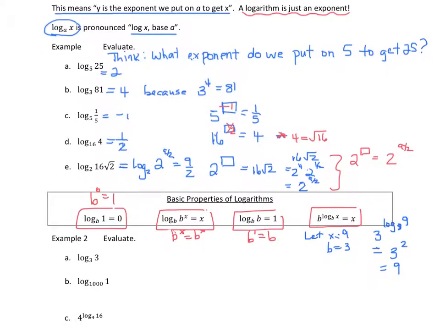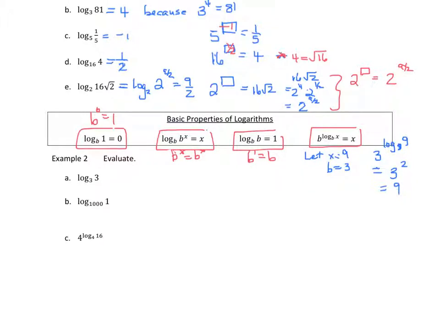So you've got some other examples here of those properties, just to apply them. So log 3 base 3, we know is 1. And log 1 base 1,000 has to be 0. The exponent I put on 1,000 to get 1 is 0. And in this case here, this comes from your last property, so we know the answer is 16.